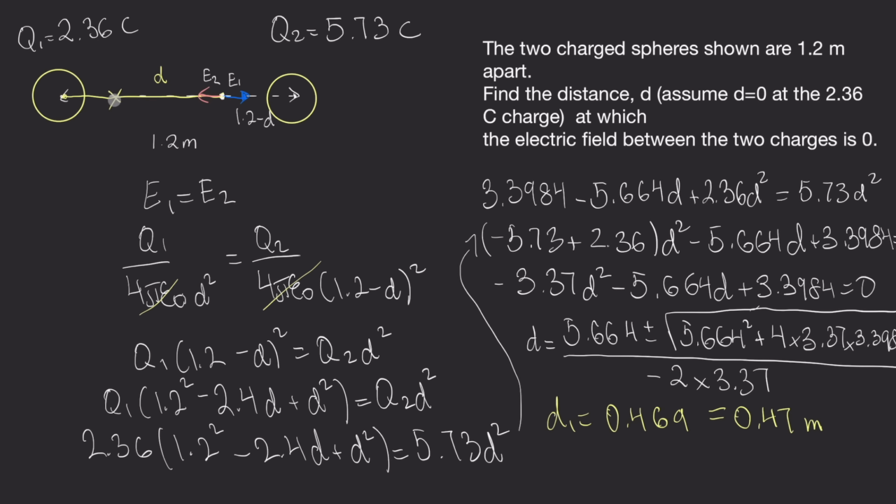The second solution, D2, is around minus 2.1 meters. Well, this is not between the spheres, so we can actually discount this. It's also not a physical solution because the electric field strength of the 2.36 charge, if we go on the other side of the sphere, will end up changing its direction. Now we'll be going to the left rather than the right, so we can completely ignore this solution.